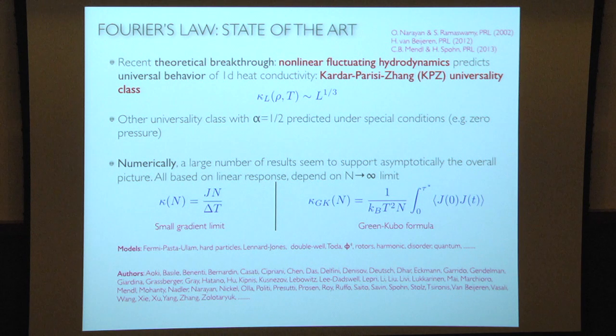These two approaches have been undertaken for many different models: FPU, hard particle, Lennard-Jones, 5-4, Toda, rotors, harmonic, even in the quantum realm. And there are many authors. Many of them are here. I hope your name is here. If not, sorry. However, I would say that there are yet no conclusive results. We keep discussing whether the asymptotic is right. Maybe you would see something else if you go to longer times. So it's kind of difficult.